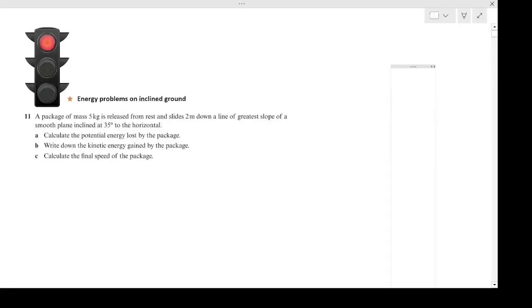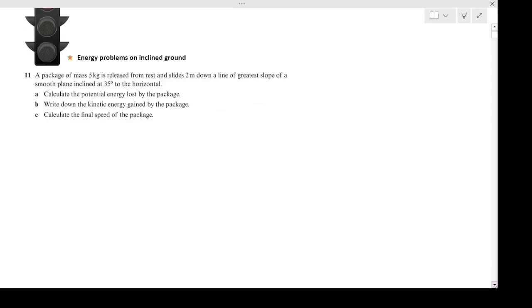Okay, we're now going to look at more problems, but now even harder. We're going to look at inclined ground. So these are when it's at an angle, right? So in this question here, we're told a package of mass 5 kilograms is released from rest and slides 2 meters down a line of greatest slope inclined at 35 degrees.